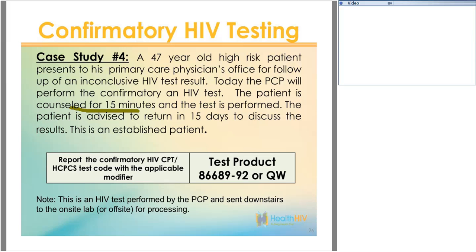Now this is an HIV test performed by the PCP, and the patient was sent downstairs to the lab. So here again we have the code 86689, and it's going to be either a Modifier 92 or a Modifier QW.